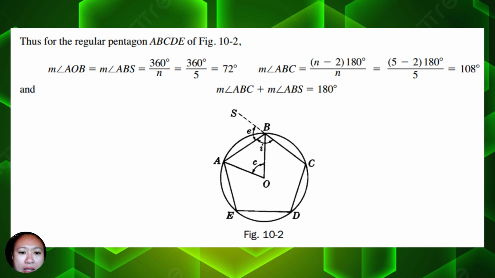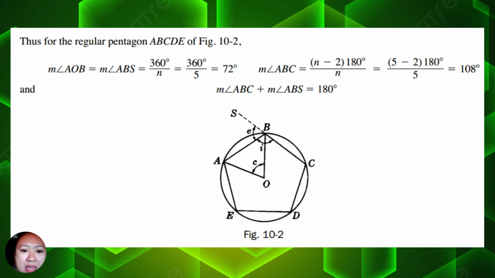Take note that in the illustration, it is marked as C, which means that this is the central angle. So the measure of angle AOB is equal to the measure of angle ABS. ABS here is our exterior angle. To find its measurement, simply divide 360 degrees by 5, since our given polygon is a pentagon and it has 5 sides. So 360 degrees divided by 5 will give us a measurement of 72 degrees.